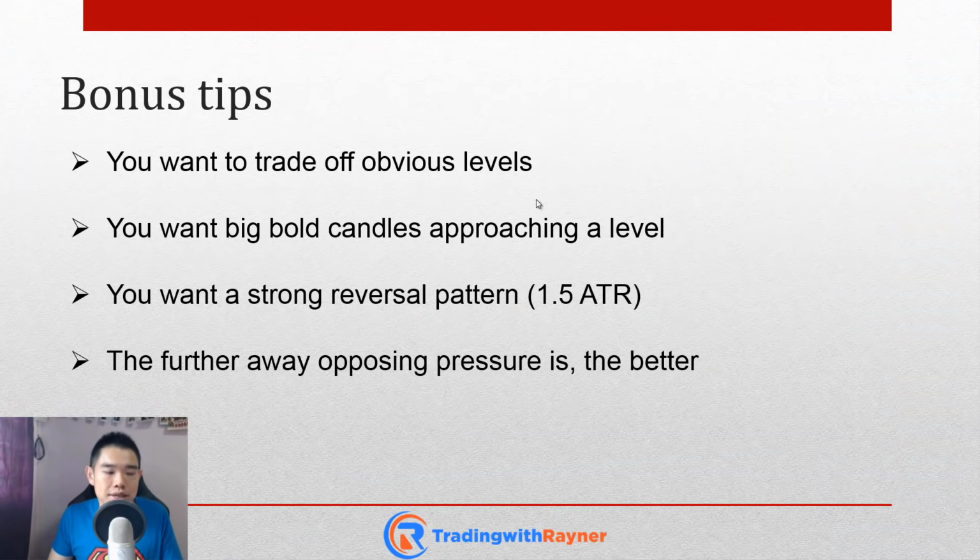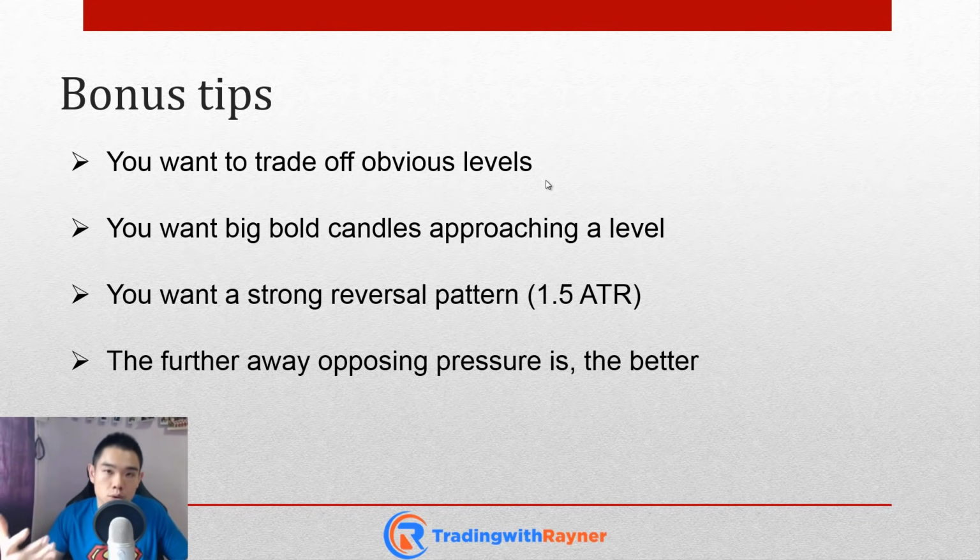So some quick bonus tips for you before we end, right? So number 1, you want to trade off obvious levels. I like to look at obvious levels that stick out in front of your face. Why is that? Simple, right? When you trade off obvious levels, it can be seen on a higher time frame, and on top of it, it will attract more order flow to it. In other words, it will attract more traders to it, right?